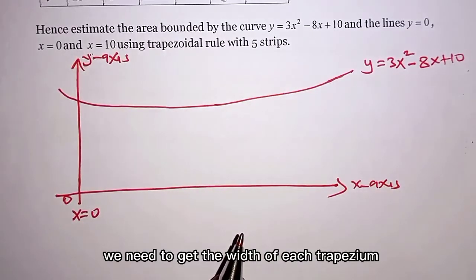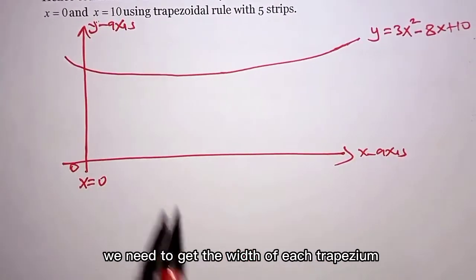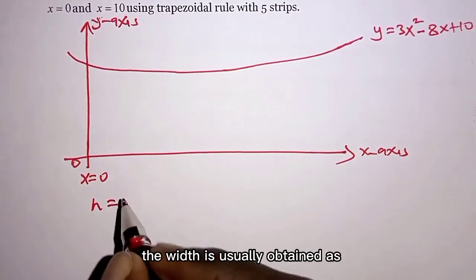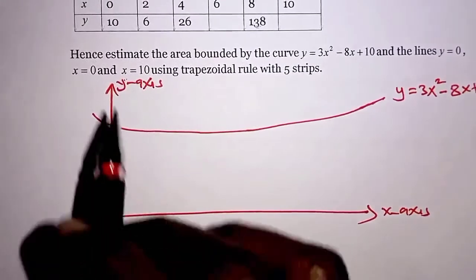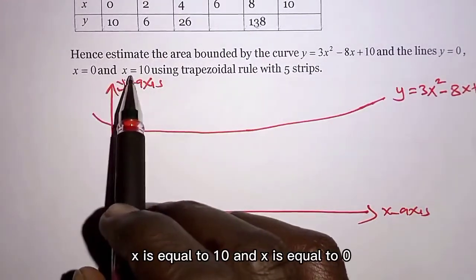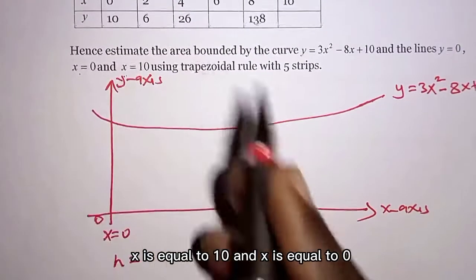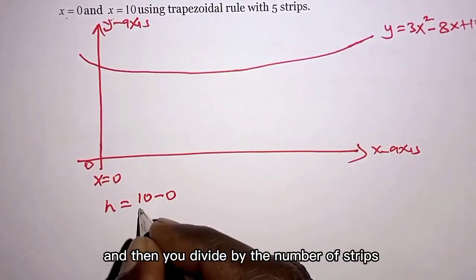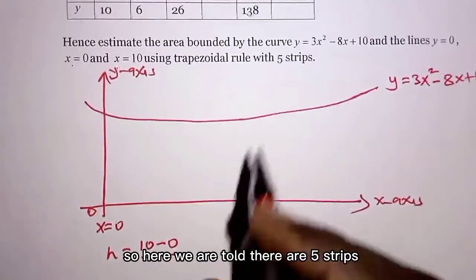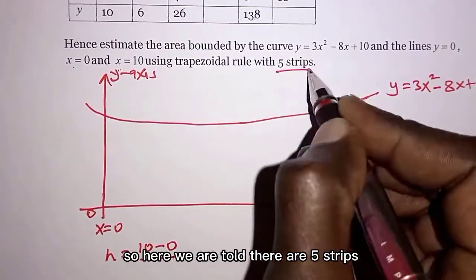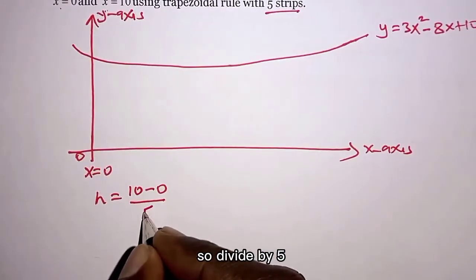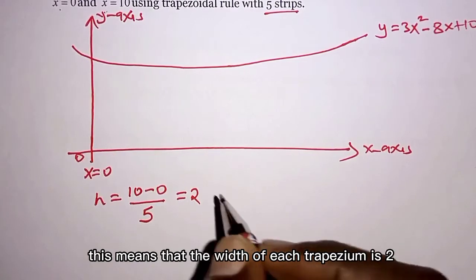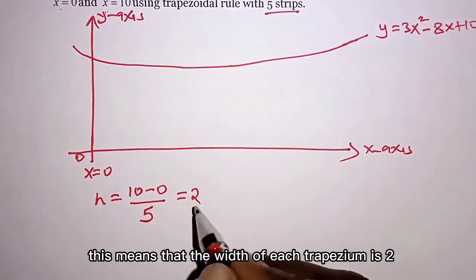And in order to do that, we need to get the width of each trapezium. The width is usually obtained by taking the extreme values of x, x = 10 and x = 0, getting their difference, that is 10 minus 0, and then dividing by the number of strips. Here we are told there are 5 strips. So you divide by 5, and that gives us 2. This means that the width of each trapezium is 2.